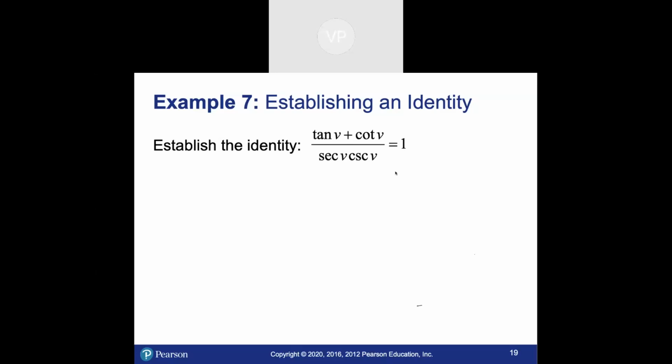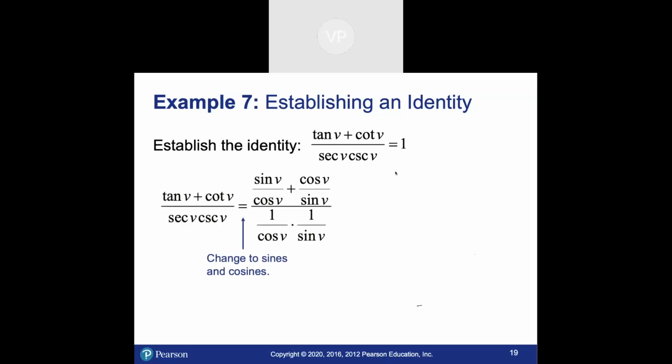I always say the best way is let's rewrite these as sines and cosines and let's simplify and see what happens. So that's what's happening right here. All four of these trig functions are now rewritten as some kind of a sine and or a cosine. The tangent is sine over cosine. The cotangent is cosine over sine. The secant becomes 1 over cosine. The cosecant becomes 1 over sine.